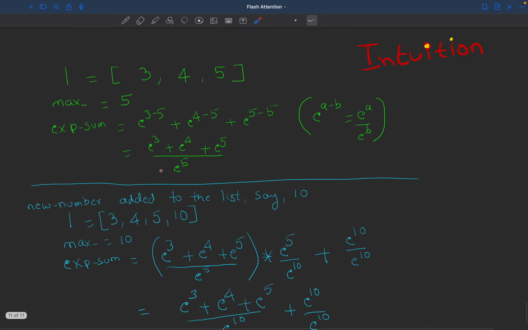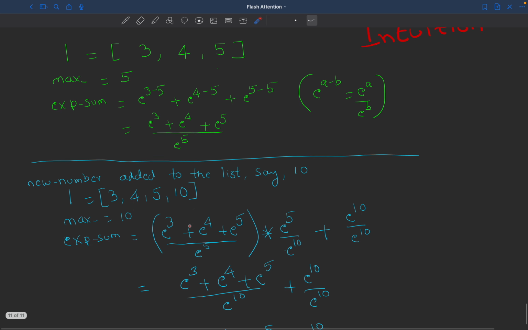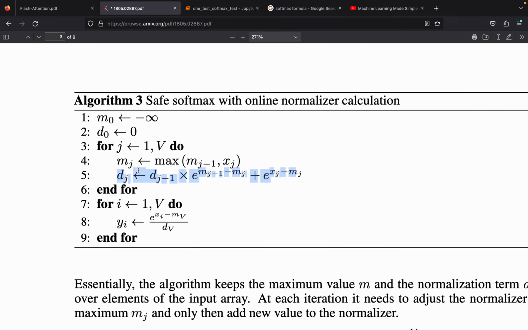Let's say in the 4th iteration we come across a new element, let's say 10 here. So far we have this exponential sum calculated, all good, no problem. If a new element 10 enters, how are we going to modify the one which is already calculated to compensate for this? This is what the formula is trying to do here.